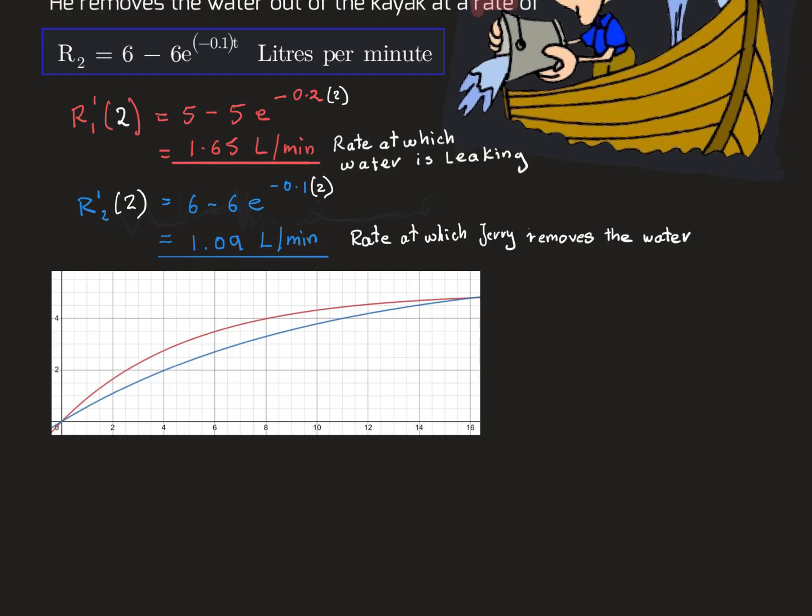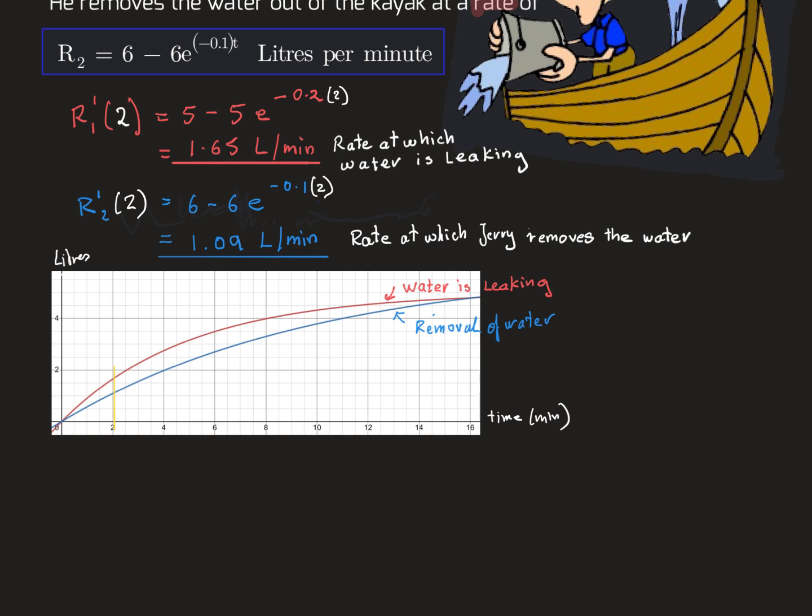I'm a huge fan of visualizing these particular equations using a graph. And here the red one indicates the water that is leaking, and the blue one describes the water being removed by Jerry. The x-axis, of course, shows you the time in minutes, and the y-axis tells you the liters of water. And around 2 minutes, we calculated the water leaking and the water being removed by Jerry.